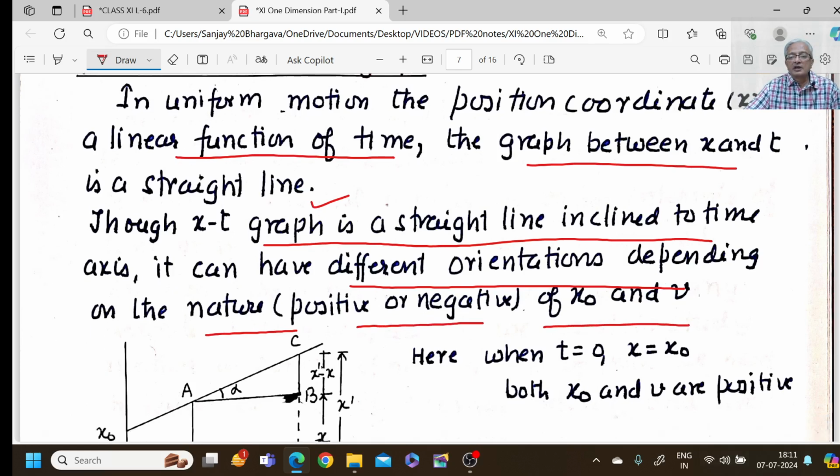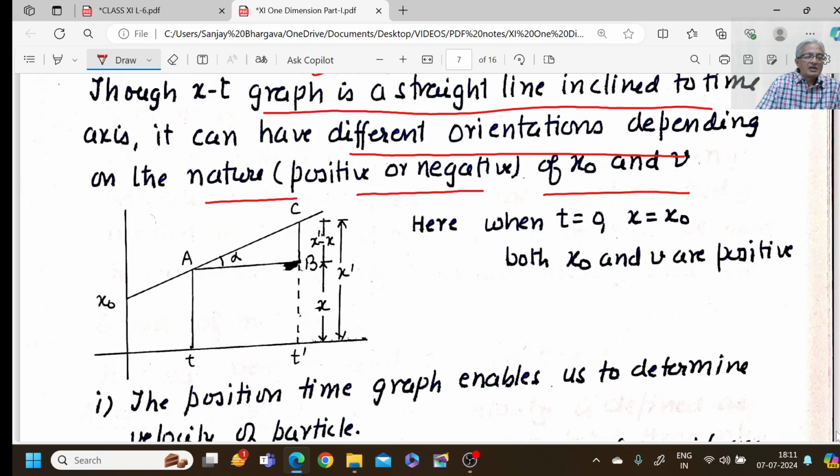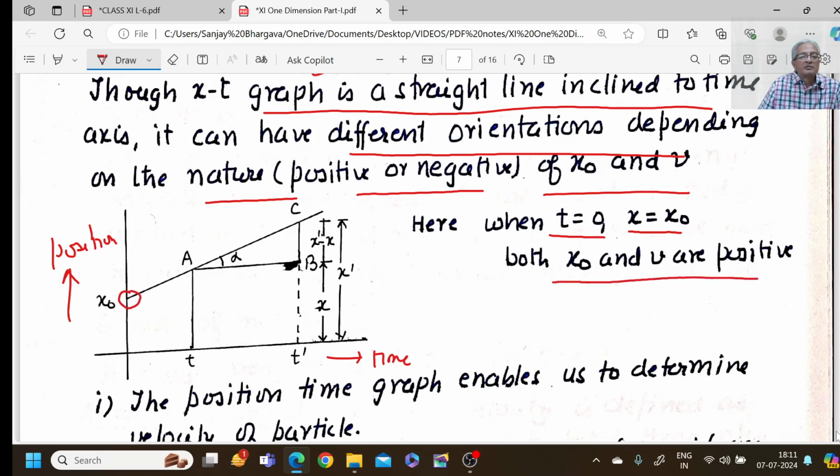Now let us take this. This is the position time graph. On this axis we are plotting position, and on this axis we are plotting time. When the time t is equal to 0, the position x is x0. So we begin from x0. Both x0 and v are positive. Now at the initial time t, the position is at A. At the time t dash, the position is at C. The angle made here is alpha with respect to horizontal.